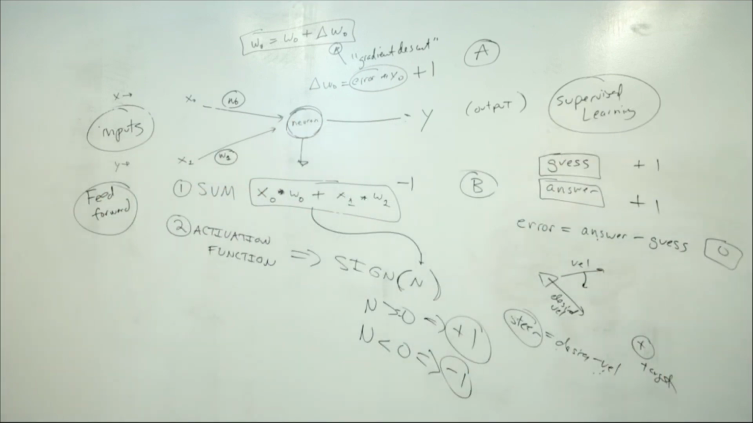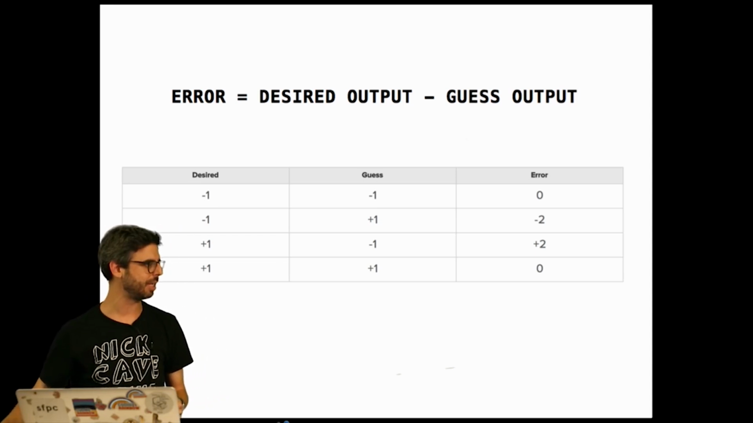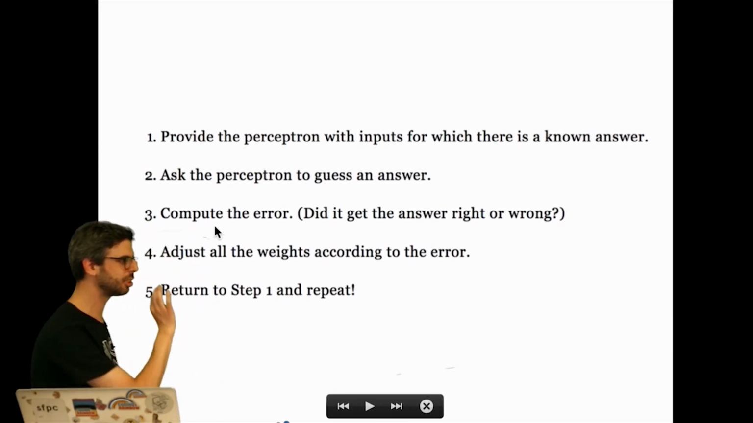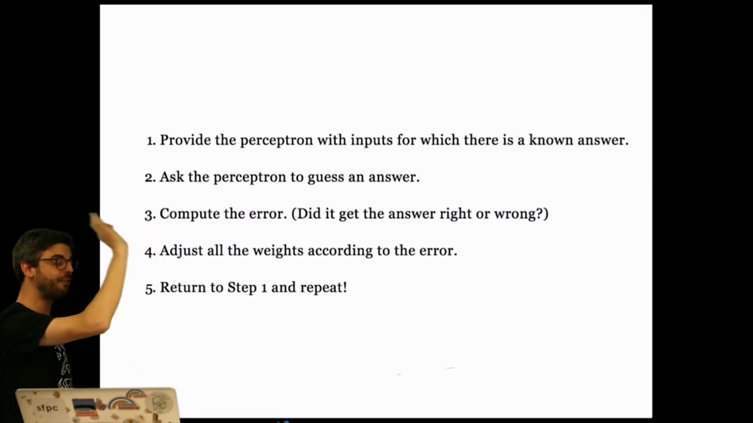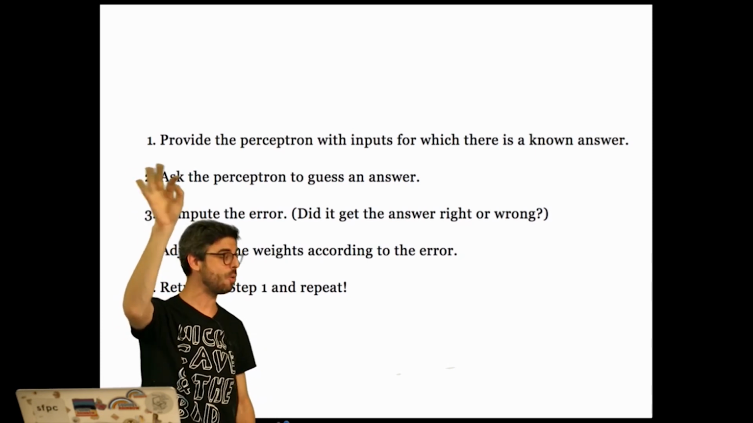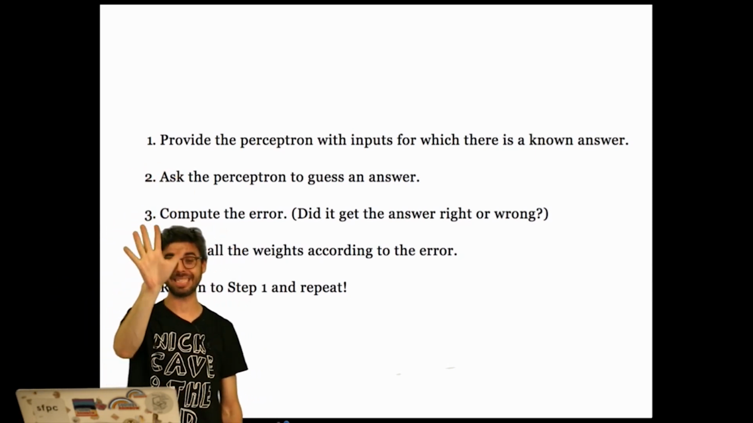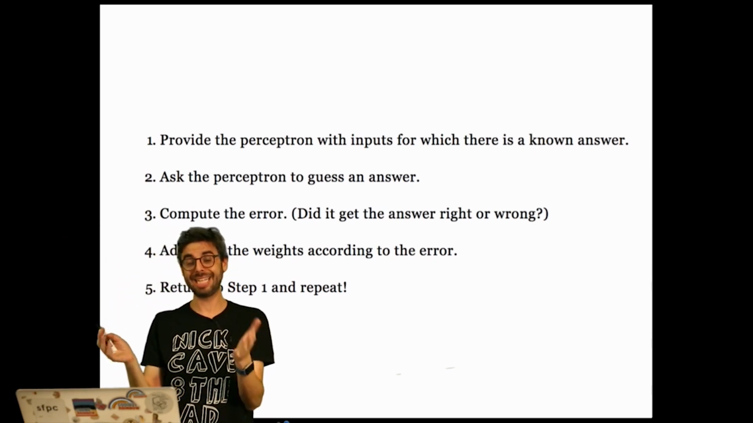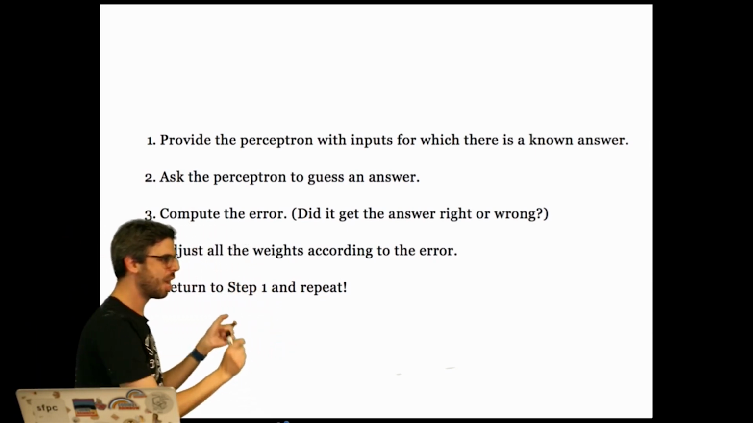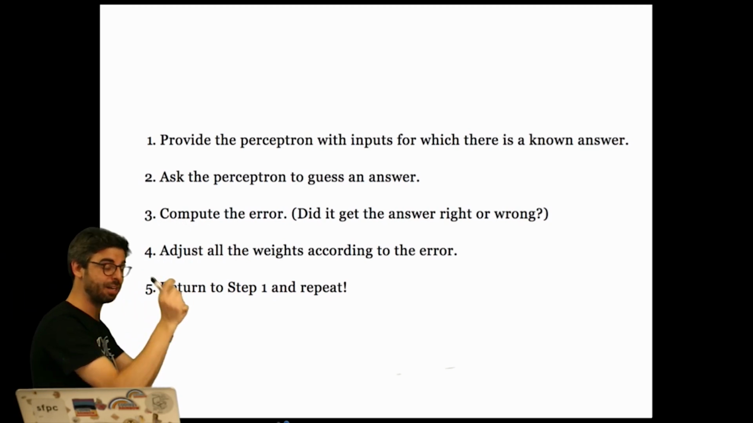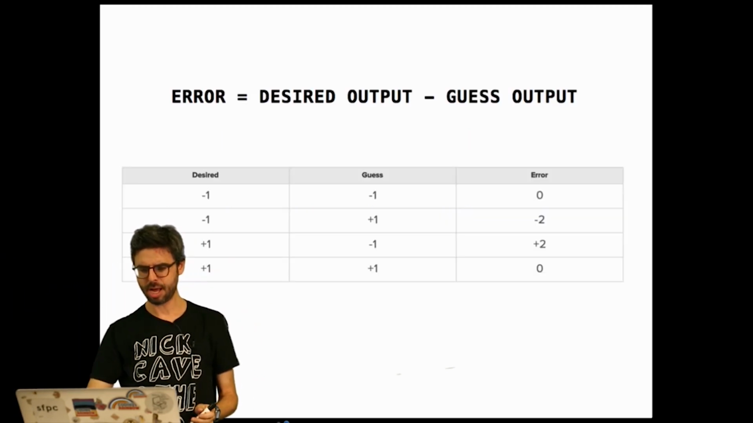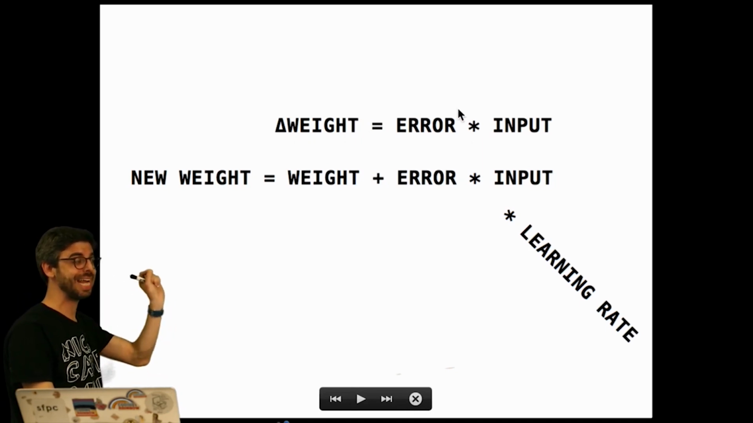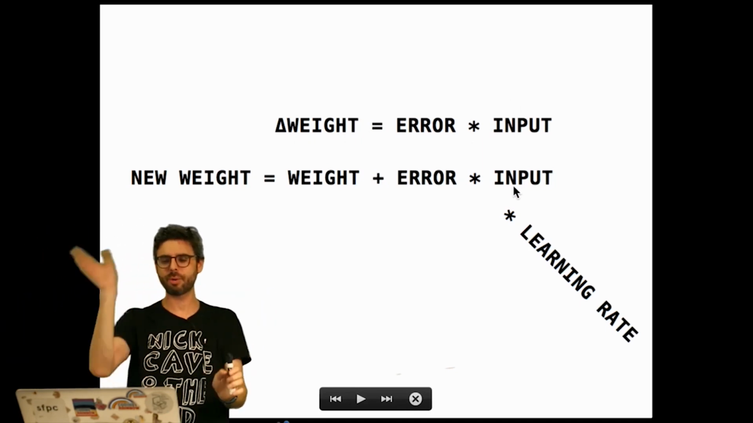And I have a slide here that I think will walk through that. So this is the process. This is the supervised learning algorithm. Provide the perceptron with inputs for which there is a known answer, and ask the perceptron to guess. Okay, the perceptron guessed. What's the error? Is it right or wrong? Is the error 0? Is it 2? Is it -2? Adjust the weights according to the error, and go back and do it again and again and again. And this is the formula. The weight is changed according to the error multiplied by the input. And there's something called learning rate, which I'll get to in a second.